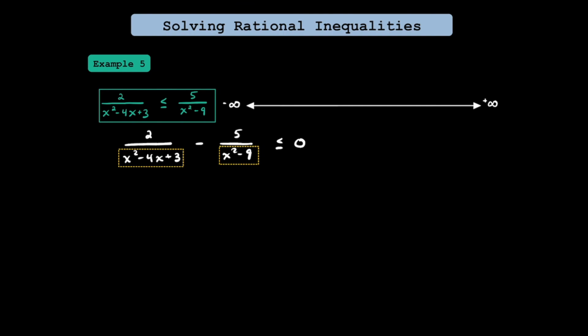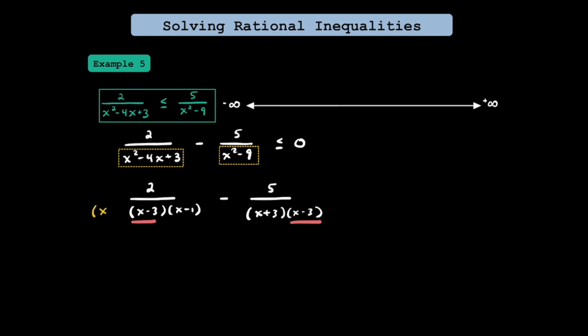To get common denominators to combine these into one fraction, we're going to have to factor these trinomials in the denominators so we can see their linear factors. This first fraction is going to factor into 2 over x minus 3 times x minus 1. Our second fraction is going to factor into a difference of squares, x plus 3 times x minus 3. I'm going to leave off the less than or equal to 0 for now. Fortunately, we see that they at least have x minus 3 in common.